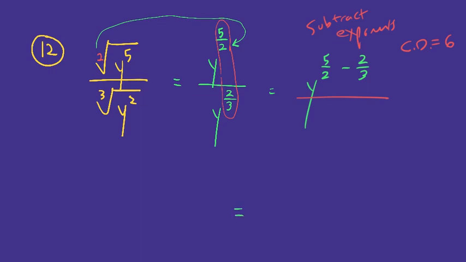So to get from 2 to 6, we've got to multiply by 3. To get from 3 to 6, we've got to multiply by 2. And make sure you're doing the same on that top number. So 5 times 3, 2 times 2. We end up with y to the 15/6 minus 4/6. And that ends up being y to the 11/6.